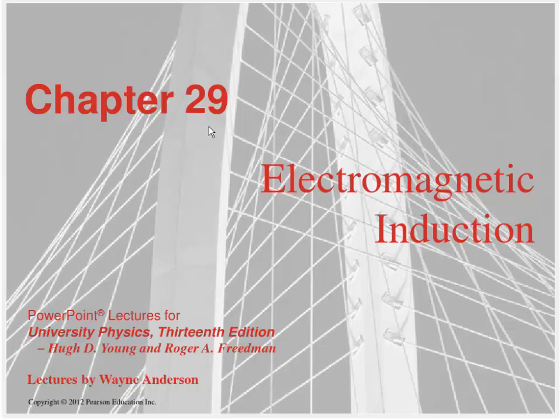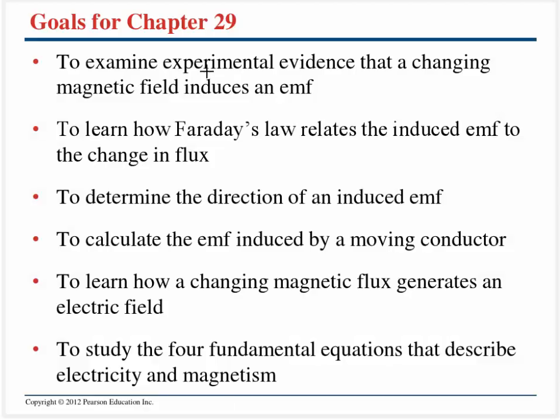Okay, we'll be talking about chapters 29, 30, and 31 today, starting with electromagnetic induction. What electromagnetic induction essentially says is that a changing magnetic field is going to induce an EMF, or a potential. The special name for that is Faraday's law, so we'll talk about how to calculate the EMF, how to determine the direction, and how a changing magnetic flux generates an electric field. And lastly, we'll talk about four very important, very fundamental equations that describe both electricity and magnetism.